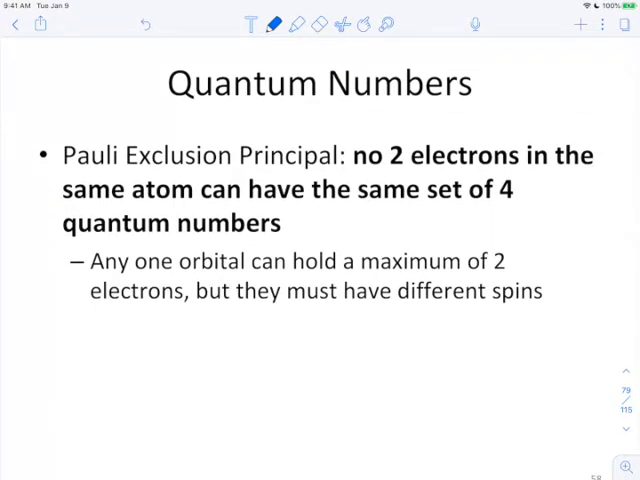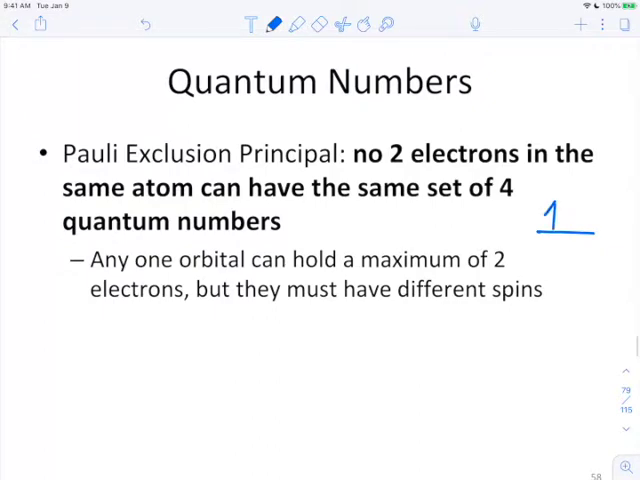All right, so when we do our quantum numbers, we have to use the Pauli exclusion principle. So that says no two electrons in the same atom can have the same set of quantum numbers. In other words, one orbital can only hold 2 electrons, and they must have different spins. So you can never get in one orbital 2 electrons spinning the same direction. If they are stuck in the same orbital, one arrow up, one arrow down.